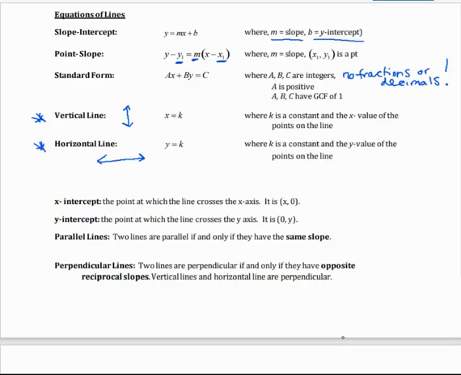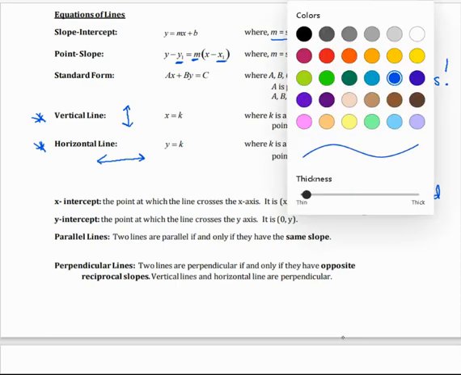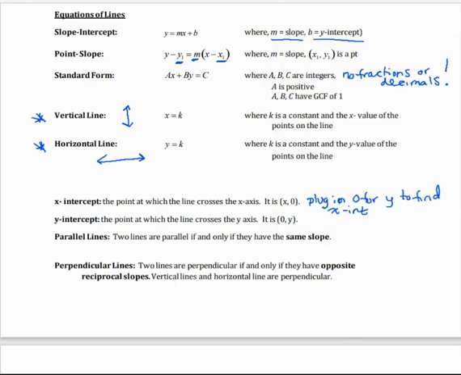Some other things to recall are x and y intercepts. Those are where we cross the axes, okay? An x-intercept always has a y value of 0. So to find an x-intercept, you would plug in 0 for y to find the x-intercept. Okay, and then to find the y-intercept, we would plug in 0 for x. Okay?